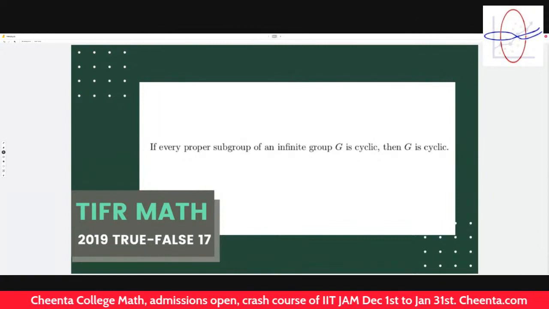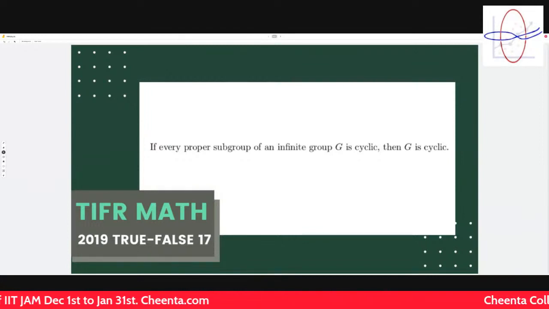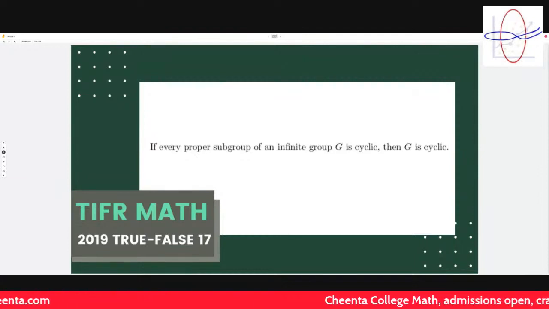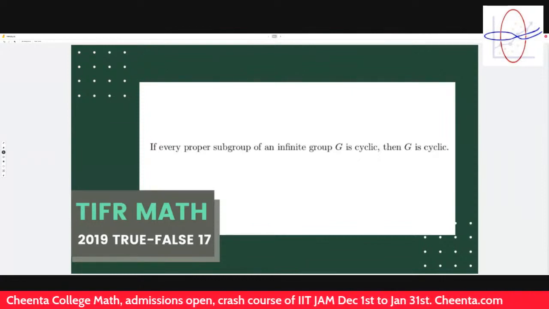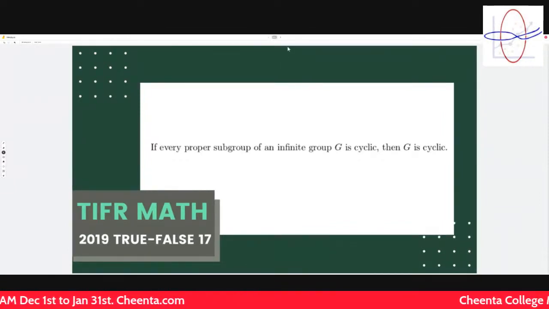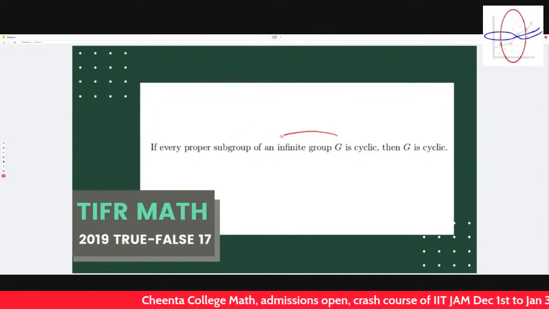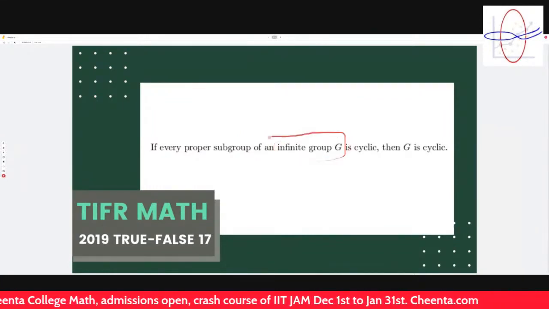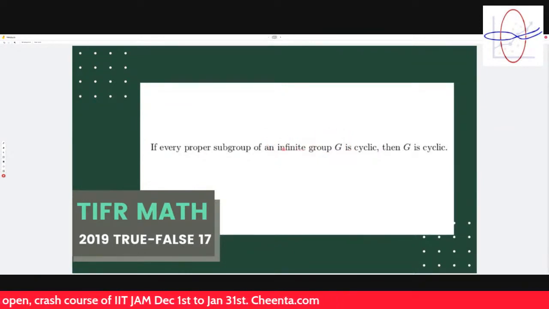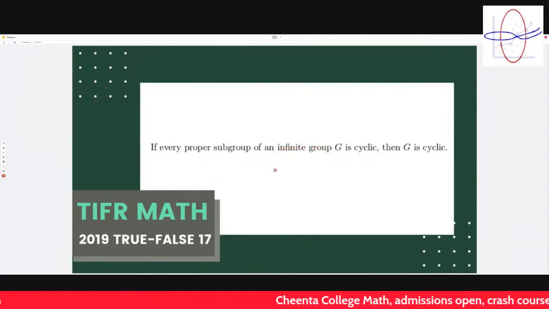So generally what we have seen is that if a group is cyclic, then every subgroup of it has to be cyclic. The converse part is not at all true, that we know from some of the examples that we have encountered before for finite groups. In this problem, there are two things: does the infinite group play any role or not? Because if the infinite group is being cut off from this statement, then it is of course false, right? If every proper subgroup of G is cyclic, then is G cyclic or not?